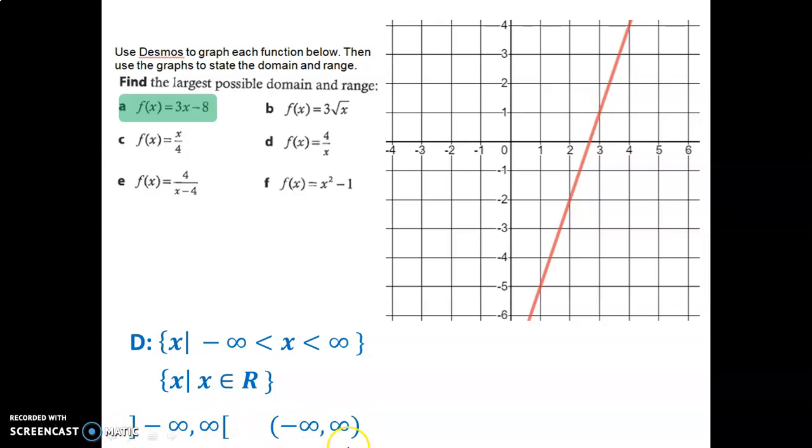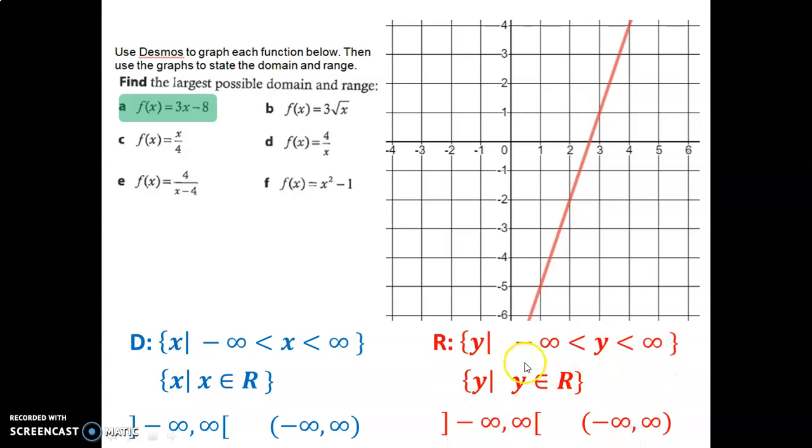Another way to write interval notation is to use round brackets when we do not include a number. So this here means the same thing as this, negative infinity to positive infinity, but we use round brackets because we're not including negative infinity and we're not including positive infinity. Okay, let's talk about the range. Well, for this one, very easily the range is the same thing, because just like the x values, the y values for a line are all possible y values. So everything is identical to here.